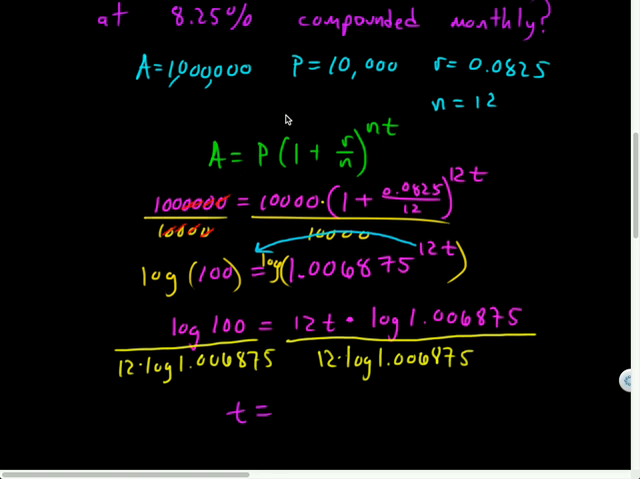12 times log of 1.006875. There we go. And I hit enter, and I find, what do you know? I find t is equal to 56.0119. And that is the number of years it would take for $10,000 to become $1 million, at this 8.25% compounded monthly. Right? So if it's actually compounded daily or continuously, it'll be a little bit of a larger number than that.